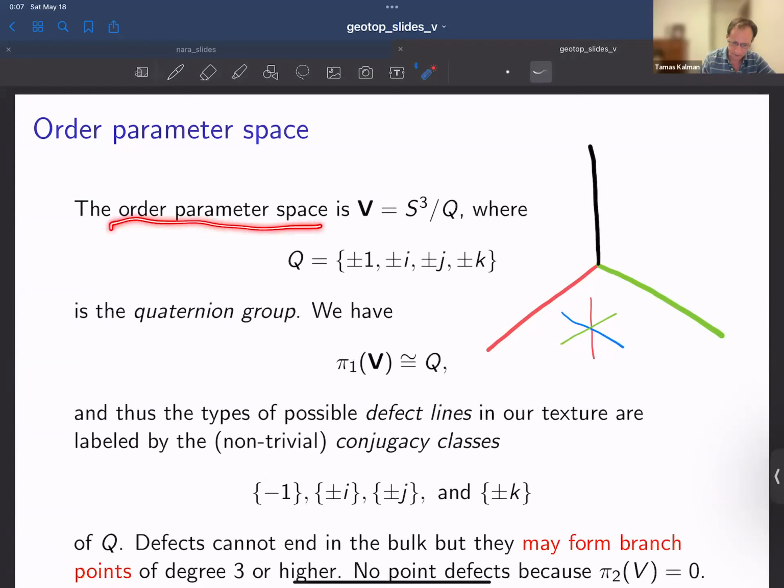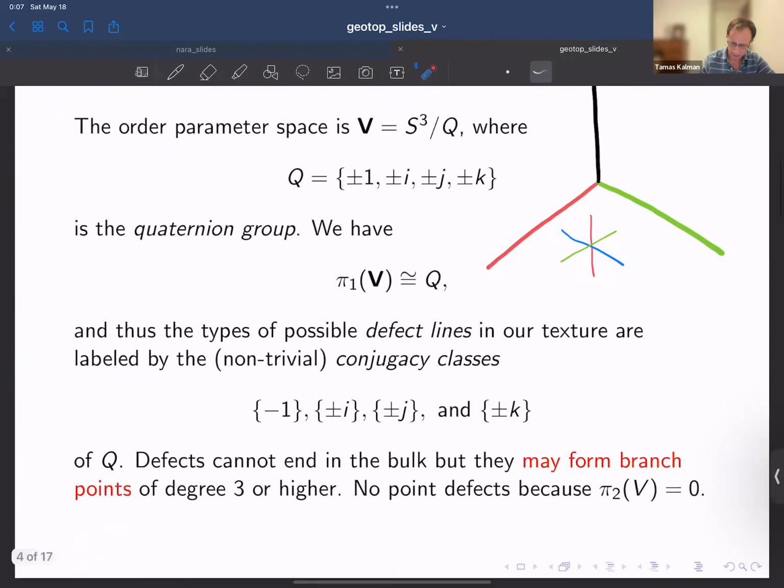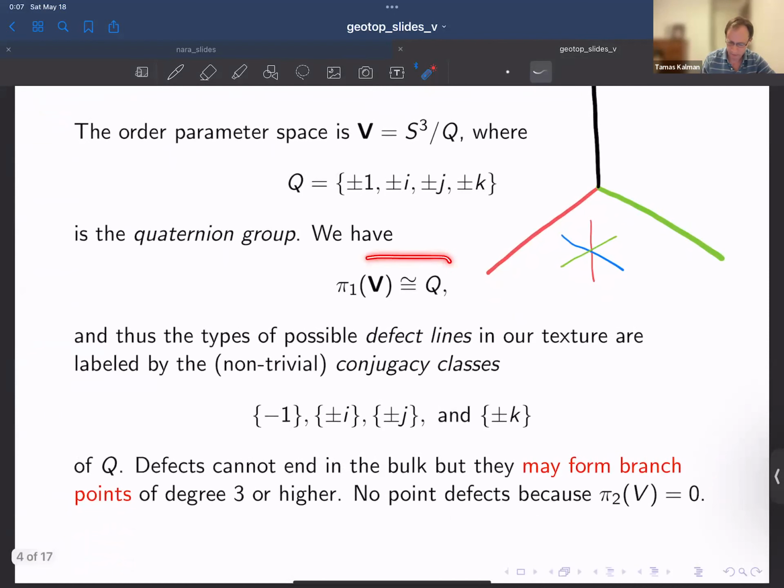So our order parameter space then is this quotient, S3 mod Q. Q is the quaternion group. The pi one of such a quotient is the group Q itself. There's a fundamental group of order parameter space. That means, as it is very well known, that the possible defects come in various types. There's a bit of richness here to this fundamental group. It has 8 elements.